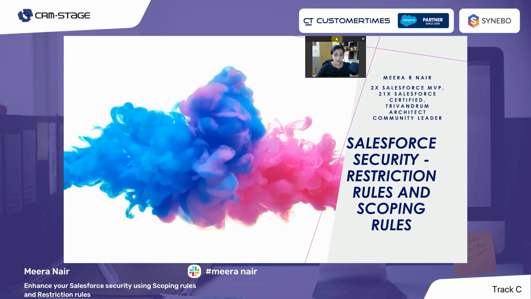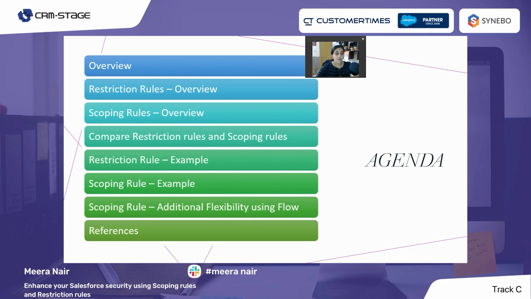So today we are going to see Salesforce security, how we can enhance Salesforce security using restriction rules and scoping rules. This is our agenda for today. We are going to see an overview of how Salesforce security is set up, then an overview of restriction rules and scoping rules. There is a comparison of restriction rules and scoping rules, then we are going to see how we can apply restriction rules and scoping rules using a specific example and how we can bring additional flexibility to scoping rule using flow.